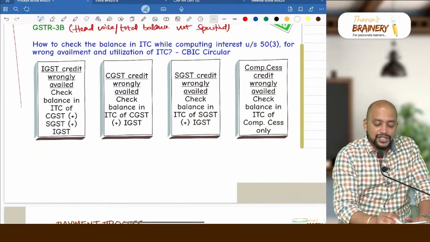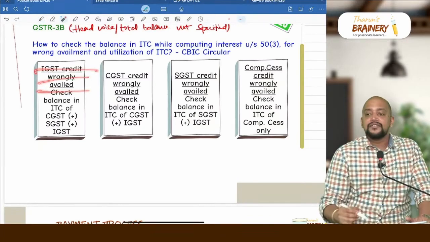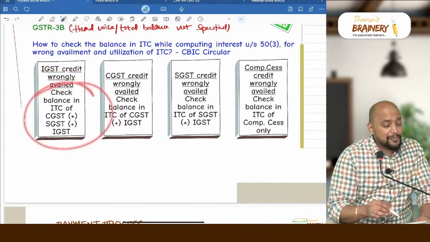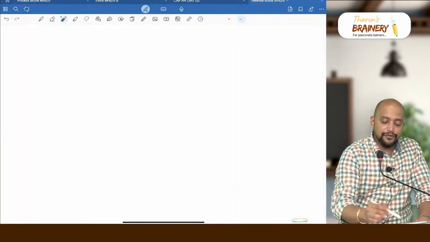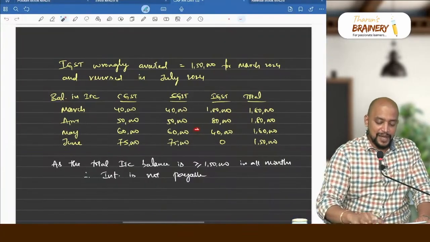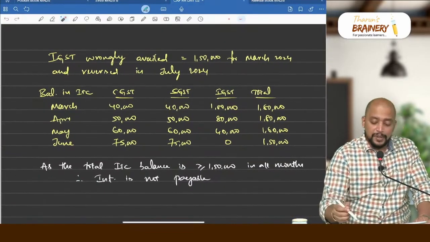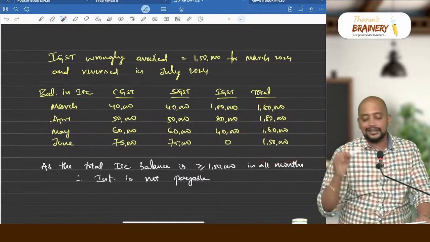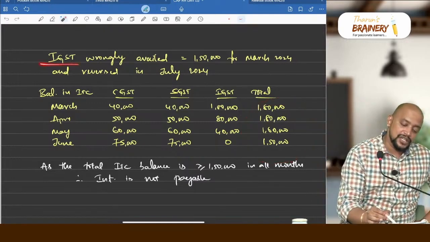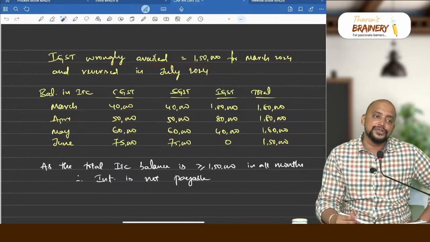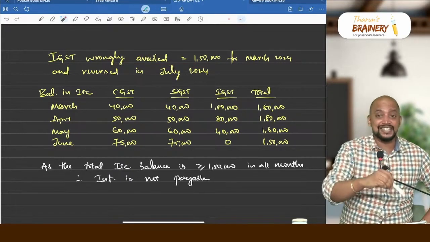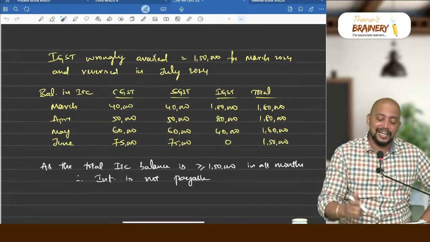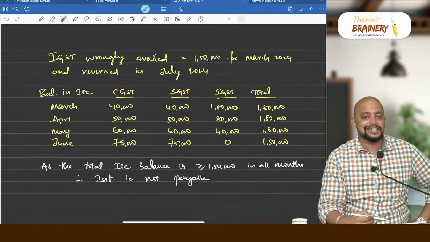When IGST credit is wrongly availed, check the balance in ITC of CGST, SGST and IGST. So we will check the balance of all the heads here, that is, the total we need to take. Then tell me, suppose CGST credit is wrongly availed, then what do we need to see? CGST and IGST. Why? Because CGST credit can be utilized for payment of CGST and IGST. That's why we need to see the CGST and IGST head balance.